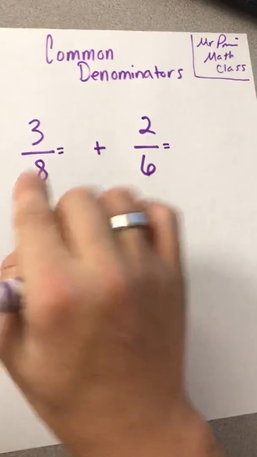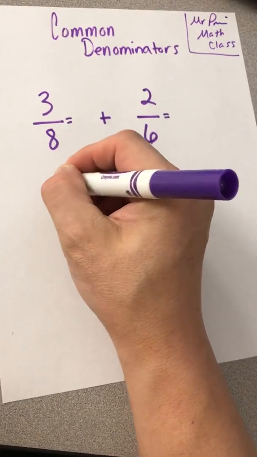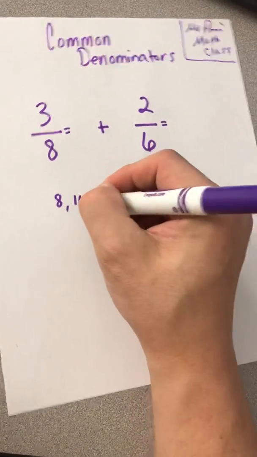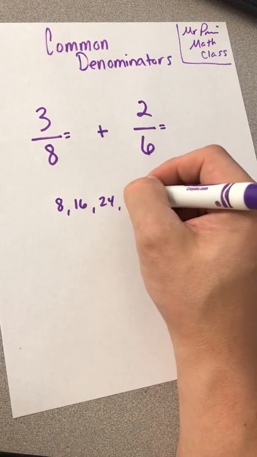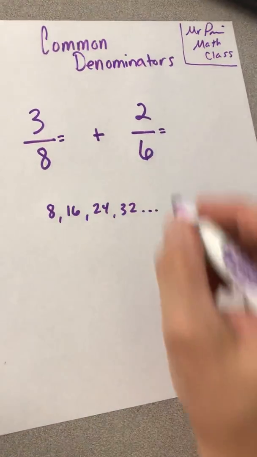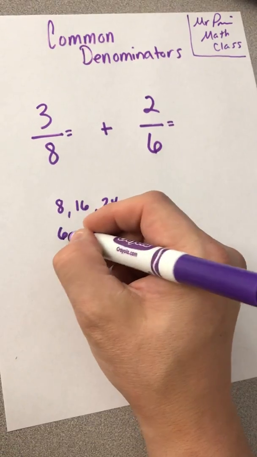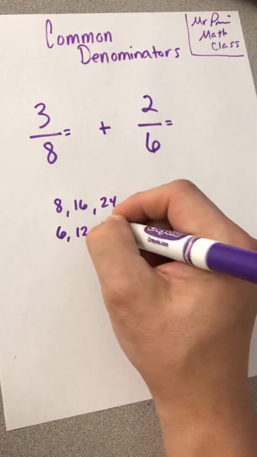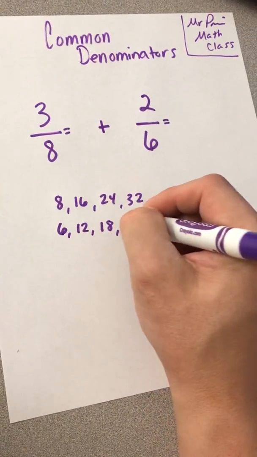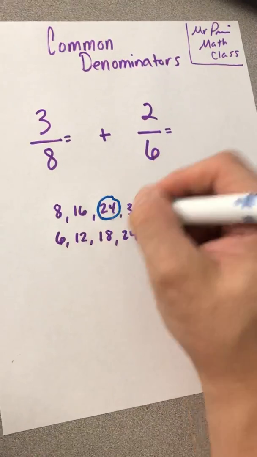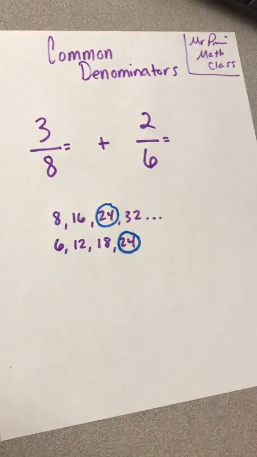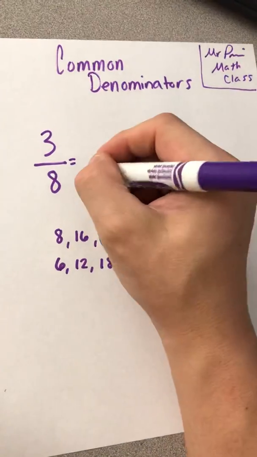So I think about multiples of 8. Well, look, I know 8 times 1 is 8, 8 times 2 is 16, 8 times 3 is 24, 8 times 4 is 32, and I'm going to stop right there. My multiples of 6 are 6, 12, 18, 24. Oh, I got a winner. So what this means is that both of these can actually turn into 24.